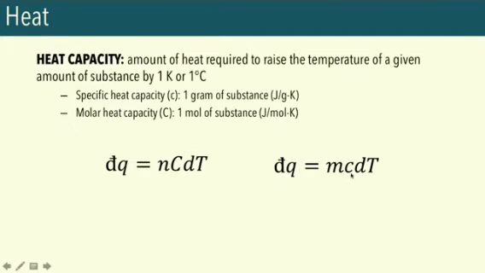Heat capacity is the amount of heat required to raise the temperature of a given amount of substance by 1 Kelvin or 1 degree Celsius. If we are writing our amount of substance in terms of mass, we'll be using the specific heat capacity. The unit is usually joules per gram Kelvin or gram degree Celsius. We also see the specific heat capacity in terms of calorie. Molar heat capacity is for 1 mole of a substance, so this corresponds to this particular heat capacity over here. Again, the units is joules per mole Kelvin.